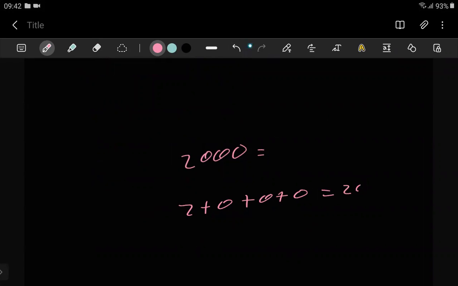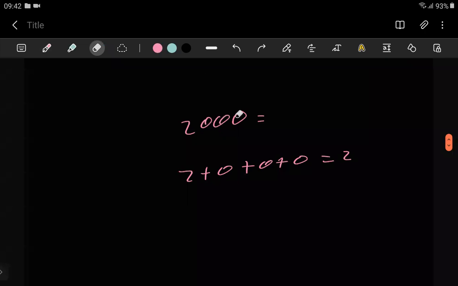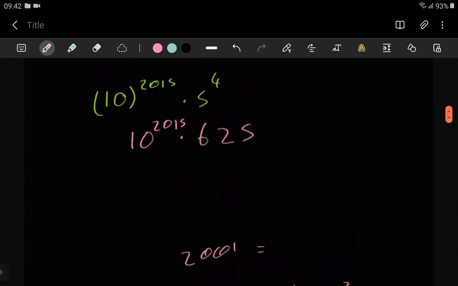which is just 2. You see, so if you have the number 2001, then you would add up 2 plus 0 plus 0 and then plus the 1 there. It would give you a 3. So that's the sum of the digits. Oh, okay, so I can do that for the 625. Now, how do I do that for the 10 to the power of 2015?